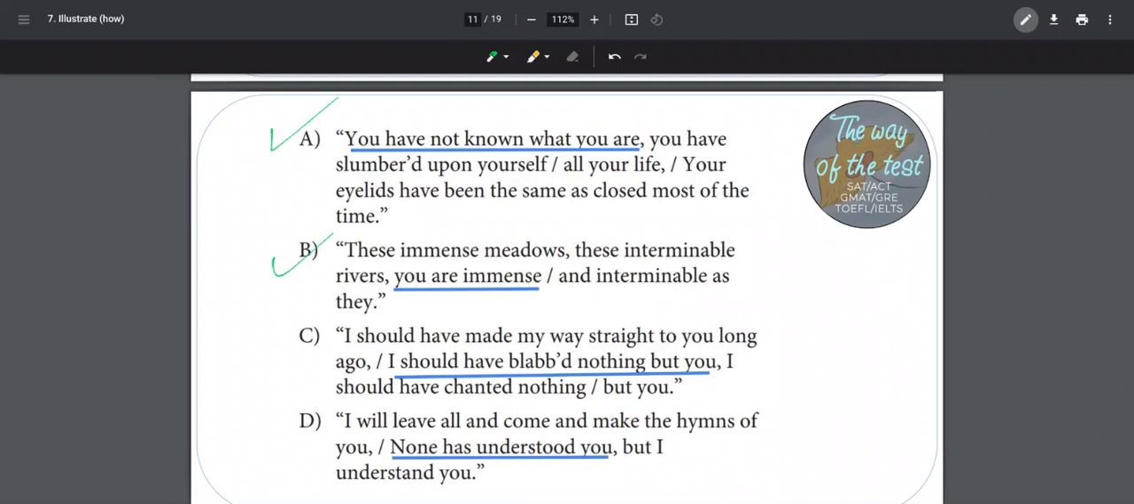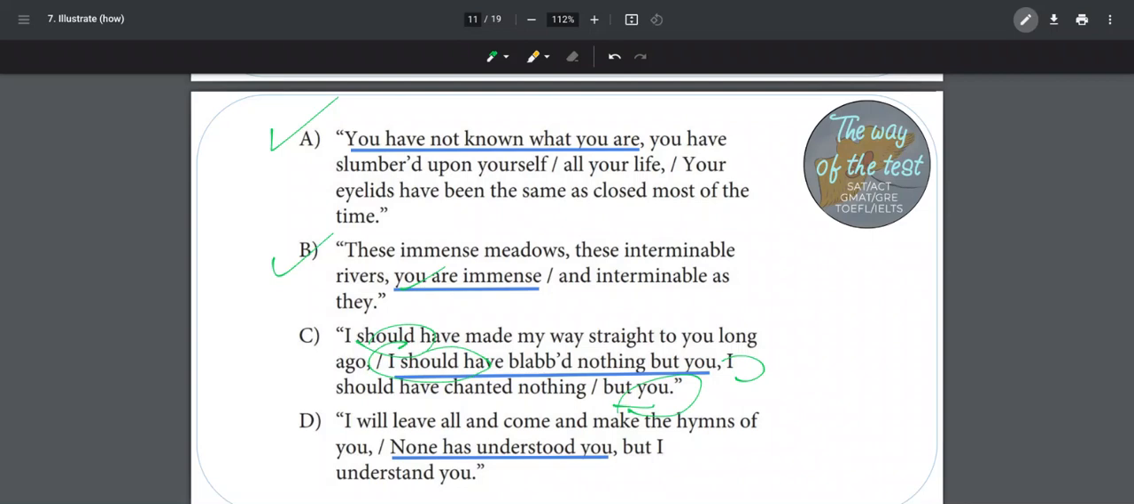In B, they're talking to you directly. In C, they're talking about "I should do this, I should do this, and then I should have chanted nothing but you." But it's not really talking to you, right? It's like what I should have done. So it's not really talking to anybody.